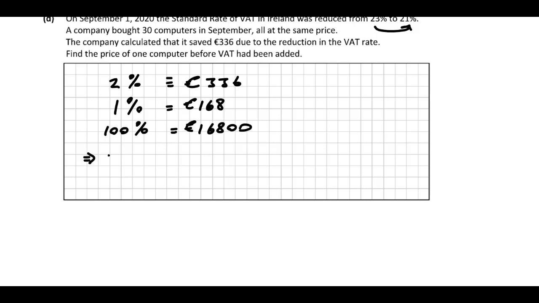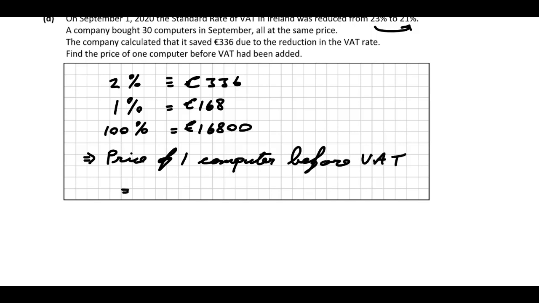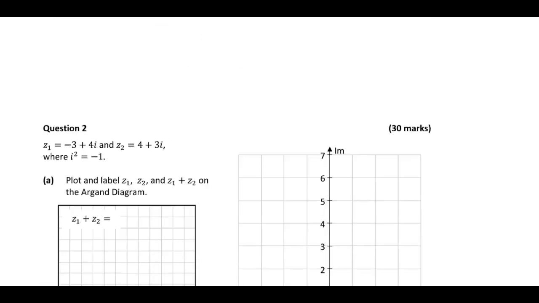So that means the price of one computer before VAT is just going to be equal to 16,800 divided by 30, and when you do that, that gives you €560. €560. And that's it for D and question 1. Let's have a look at the next question then.